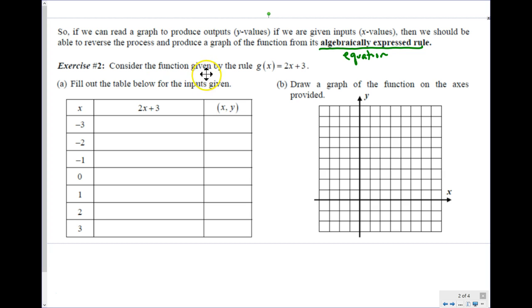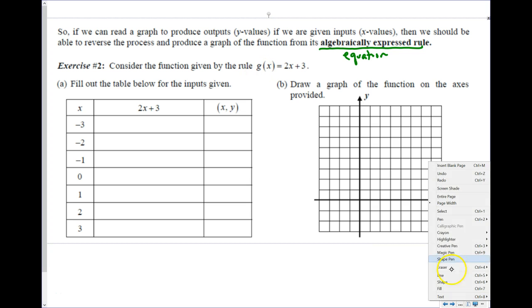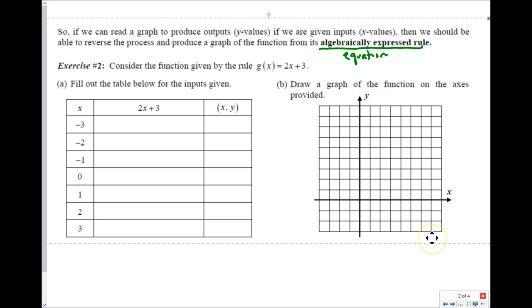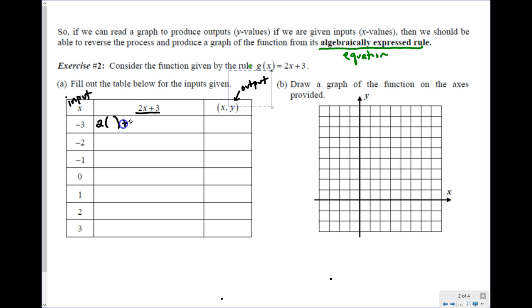It says, consider the function given by the rule g of x equals 2x plus 3. So I have my function, 2x plus 3, and the first input, remember x is input, and your y would be your output, is -3. So we're going to take my function, 2x plus 3, and instead of having an x, what are we going to plug in? A -3. So I'm going to go through here and do this to show that I'm just changing what I'm putting in for x each time.